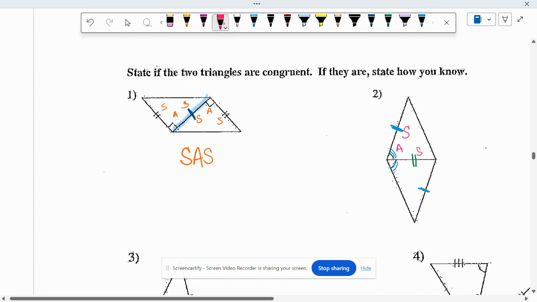The top one follows side, angle, side, but the bottom one follows angle, side, side, and that spells booty, and there is no booty postulate. What? It spells booty. Booty? Yeah, do you see that?